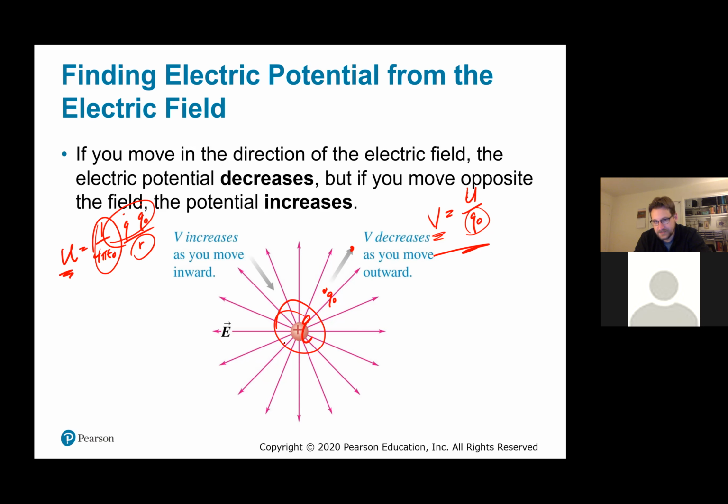And it's decreasing because the magnitude of U is decreasing. When we divide by the negative charge Q0, it becomes positive, but the magnitude of that result is still going to decrease as we move farther away.